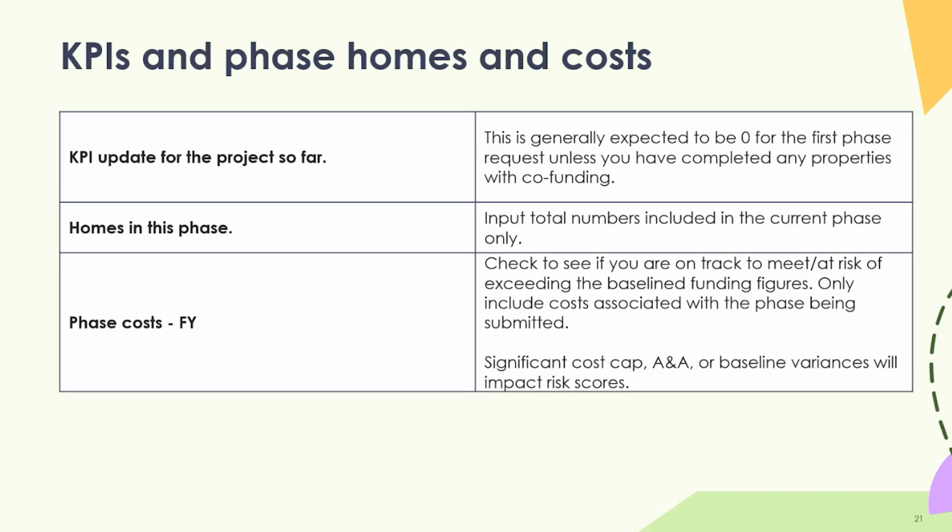Homes in this phase, so input the total number of homes to be included in the current phase only. Again, we're only looking for information associated with this phase, and that follows then on into the phase costs. So this is to check you're on track, you're not going to be exceeding baseline figures, etc. You're not going to be massively breaking cost caps, which would then be difficult to come back in line with. They're the type of things that we're looking at for your phase costs.